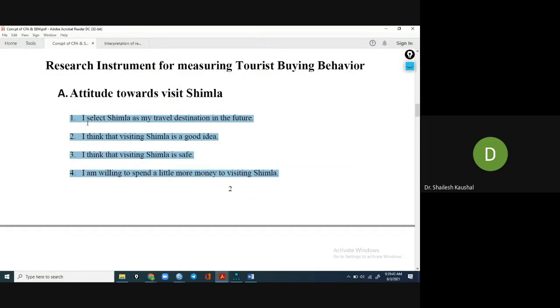Okay, the first is, I select a travel destination in the future. Then, I think that visiting Shimla is a good attitude. I think that visiting Shimla is safe. I am willing to spend a little more money on a Shimla visit. So basically these questions are measured variables or observed variables, or another name, manifest variables or indicators.